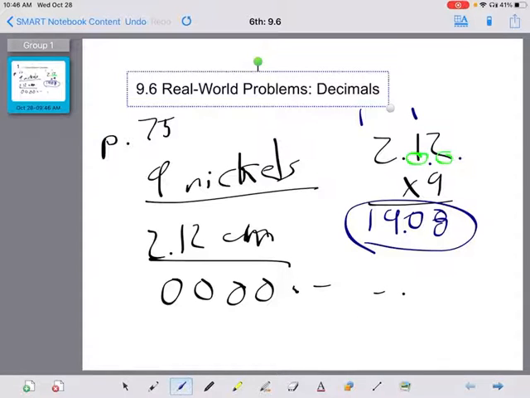Well, this is a real world problem. What does it need right here after the number? That's right, it needs a label. What was the label? It says right here, centimeters. So my circle should become a little bit bigger.